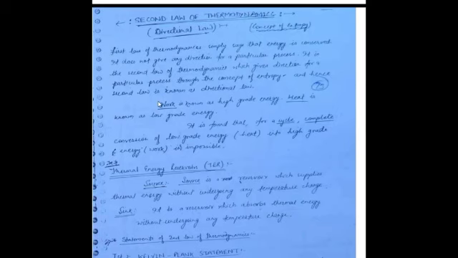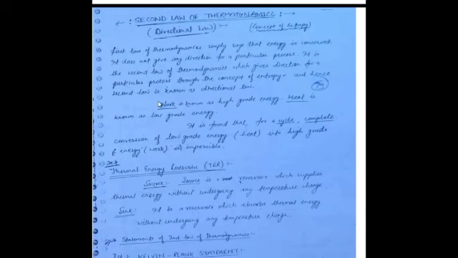Suppose that you want to start a project and some amount of fund is required to run this project. So this fund is basically concerned with heat.